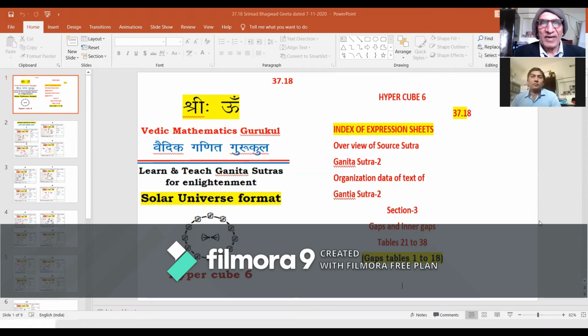Welcome. We are initiating ourselves to glimpse the overview of the Vedic mathematical domain with Ganita Sutra 1 as the source of Sutra and Ganita Upsutra 1 as the source of Sutra. In the previous session, we have been through some of the features and values of Ganita Sutra 2.